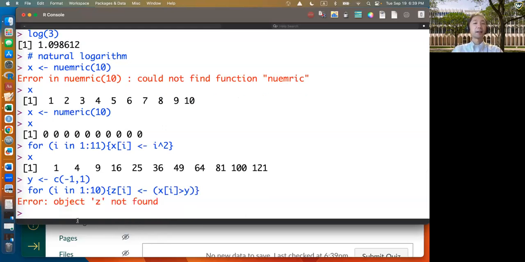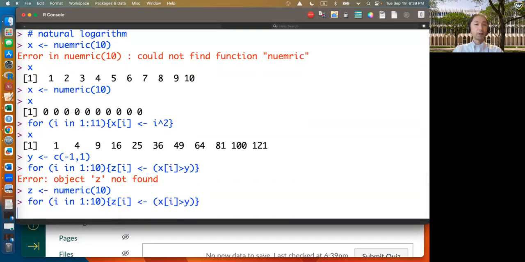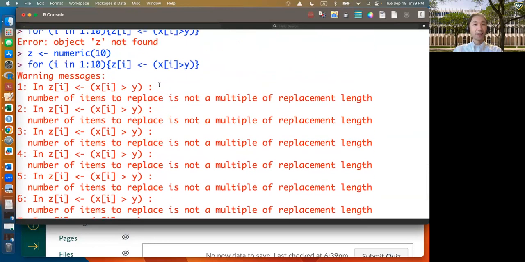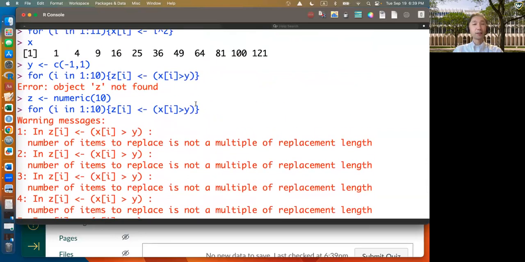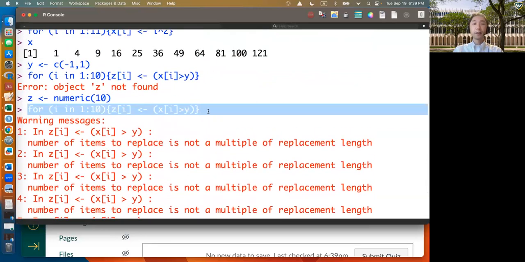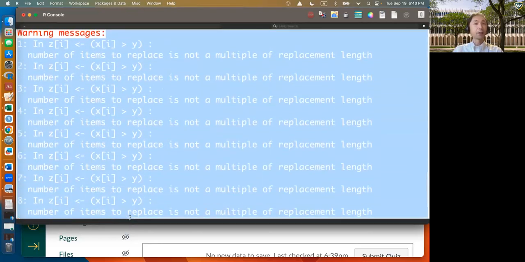Then it becomes an error. Actually, the object z does not exist, so we see exactly the problem. But even if we modify something, even if we have the object z, probably this code makes some error. And okay, so many warning messages, so we are not sure what's happening. But if you run the code just once, step by step, we can see why this kind of warning message appears.